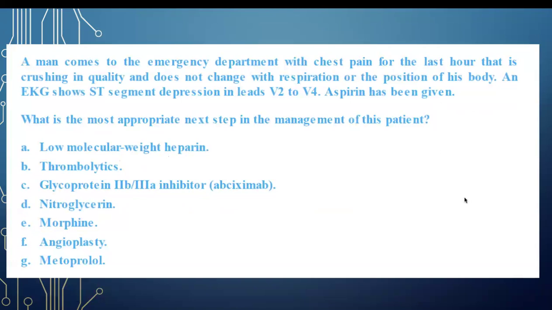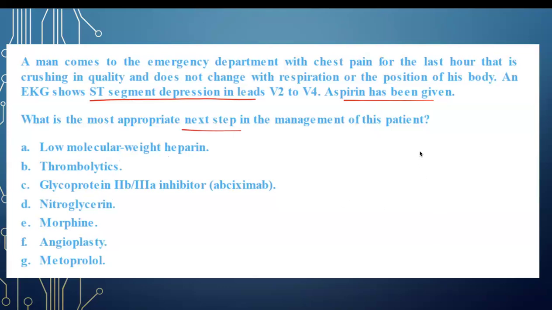Now, let's see another question. A man comes to the ED with chest pain for the last 1 hour that is crushing in quality, and does not change with respiration or position. ECG shows ST segment depression, not elevation. Aspirin has been given. What is the most appropriate next step in the management of this patient? Low molecular weight heparin, thrombolytics, abciximab, nitroglycerin, morphine, angioplasty, metoprolol.